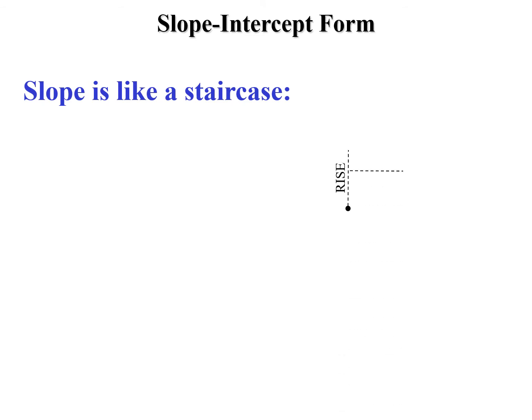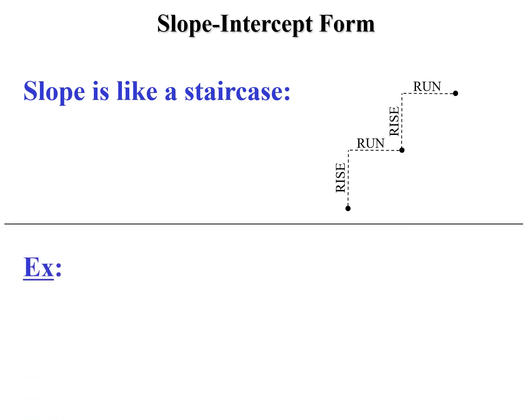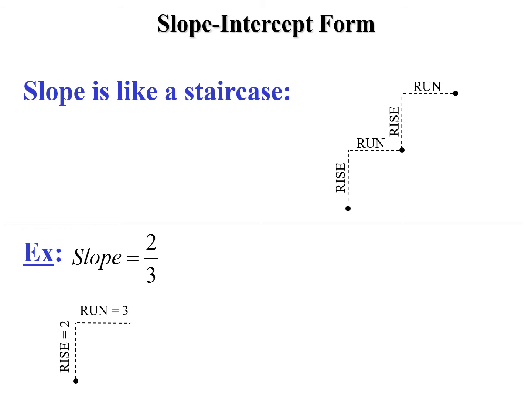Next, let's take a look at slope-intercept form. Slope is like a staircase. For a staircase, we have both a rise and a run. So we see that vertical movement and that horizontal movement. Rise compared to run. When I'm taking a look at slope, if we have a slope of 2 over 3, that means that my rise is going to be 2 and my run is going to be 3. So the numerator of our slope is our vertical movement. The denominator of our slope is our horizontal movement.